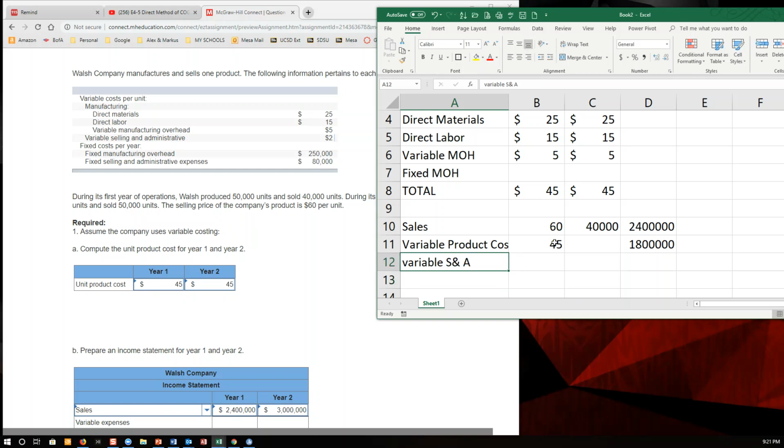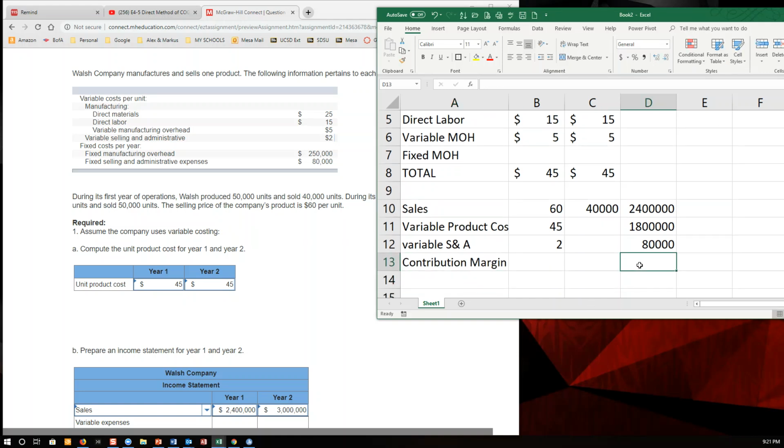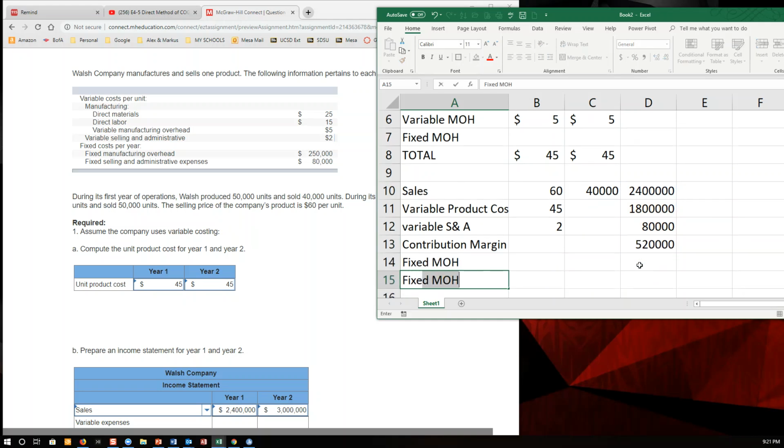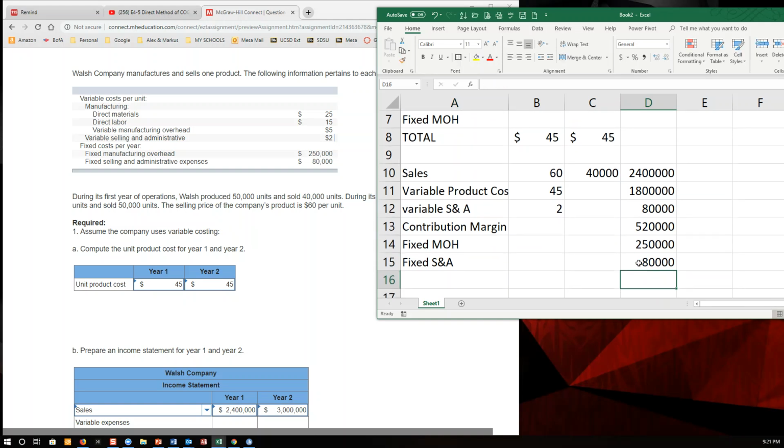And then we have variable selling and administrative. Now your labels may be slightly different, but I think you get the idea. So the variable selling and administrative are $2. We all know that if you take $2 and multiply it times how many units were sold, we get this. We'll take up a contribution margin, which will be the difference between the revenue that we made less the variable costs, and here's our contribution margin. And then we'll take our fixed manufacturing overhead and fixed selling and administrative. So these will be 250 and this will be 80. And there we have our first income statement using variable costing.